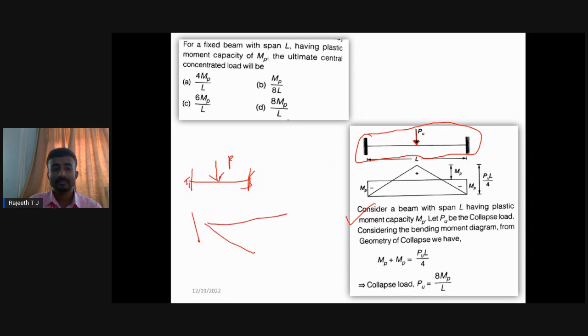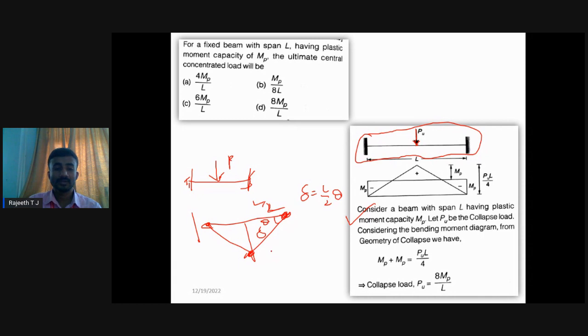So you should write the deflection shape like this. Since it is a fixed end, you will get a hinge here, here also, and here also. This is delta. Since the load is at L by 2, your delta becomes L by 2 into theta, exactly similar to the previous problem.